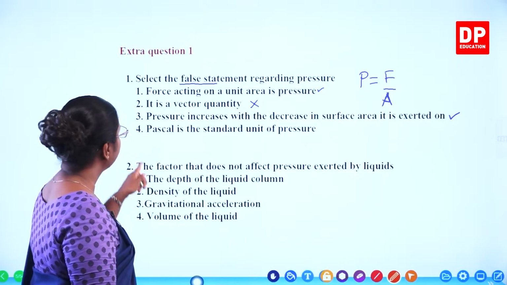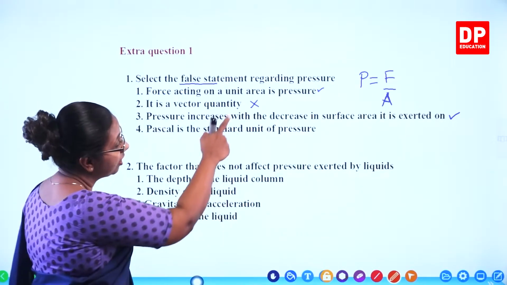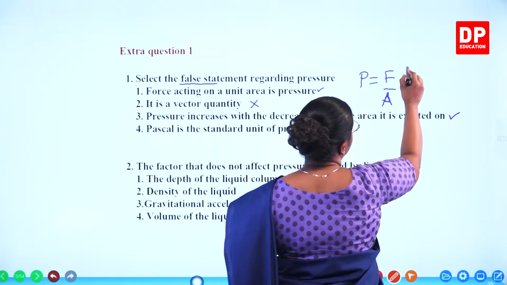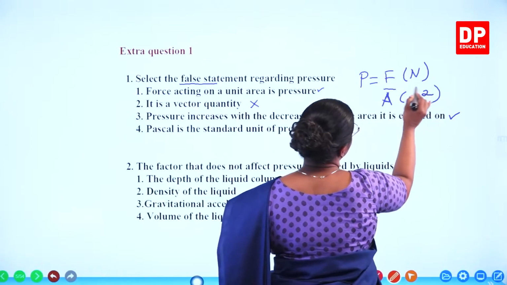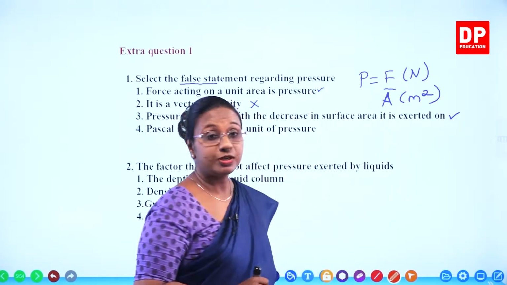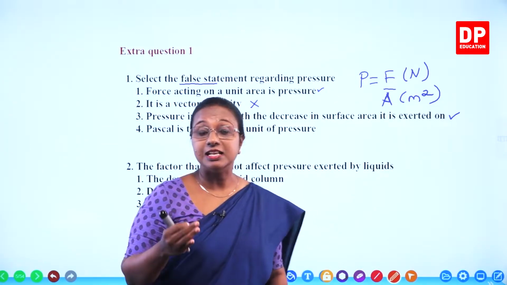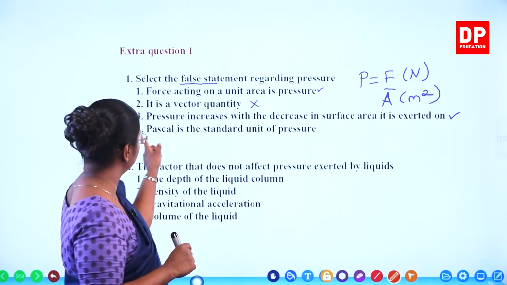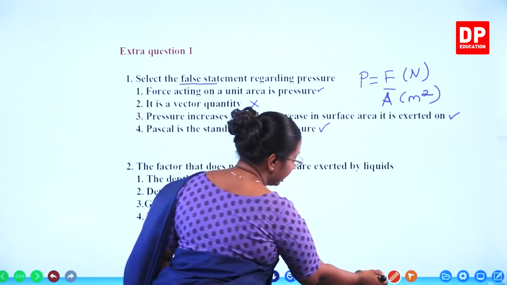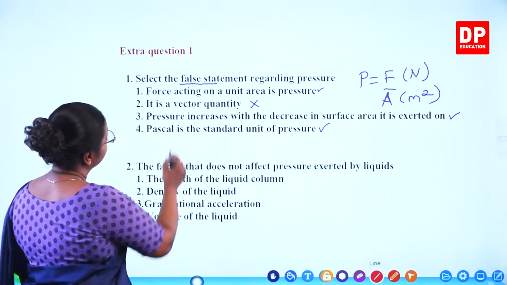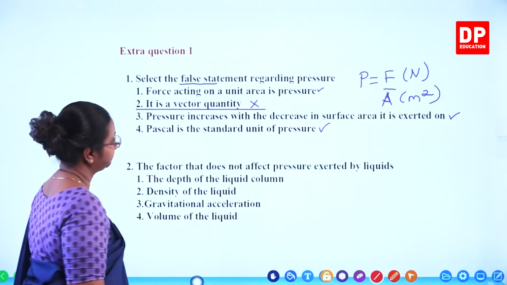Then the fourth one, Pascal is the standard unit of pressure. Yes, that is also correct. From that equation, we get force in newtons, area in meter squared. So, because of that, we get the unit as Newton meter minus 2. But still, the standard unit that is equivalent to Newton meter minus 2 is Pascal. So, that is also correct. So, what is the incorrect statement or the false statement here? It is a vector quantity.